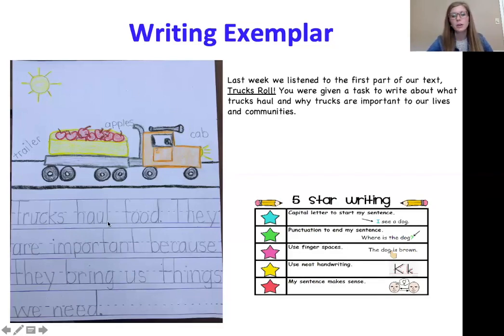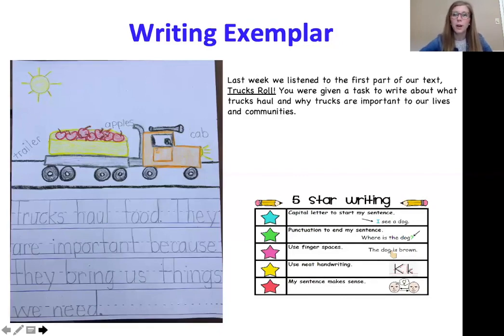My sentence says trucks haul food, so remember I drew the apples because that was one type of food they carried. I drew my trailer. I labeled trailer here because the trucks have a trailer where they haul things in or on. And then I wrote the word cab because the front part of the truck is where the driver drives the truck in the cab. I also remember that trucks drive through all types of weather, so I made my picture with sunny weather.